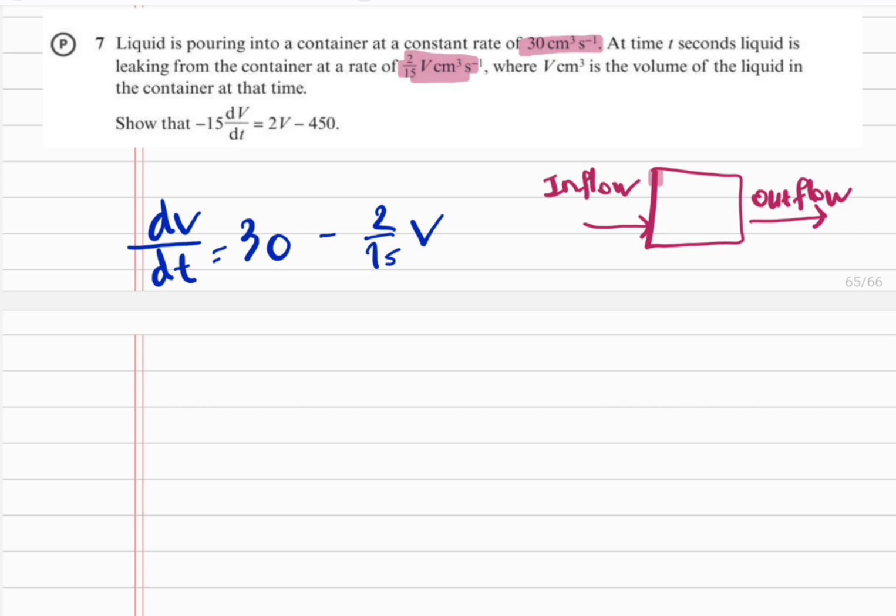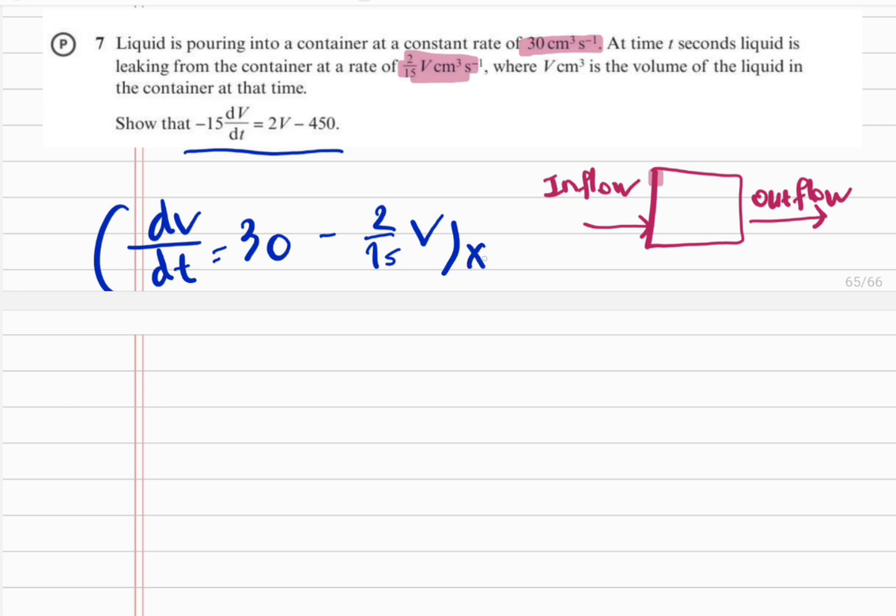And also the second thing is about just the interesting part, because as you can see for the outflow, they didn't give us just a constant number that says, oh yeah, every second there is this constant amount of liquid flowing out. It's not like that for the outflow in this question. So it's proportional to the volume. So the more liquid you have, the more the outflow is going to be. Okay, now this is basically the differential equation. We just need to show that this is the case, and we just need to basically multiply everything by 15 just to get to that form.